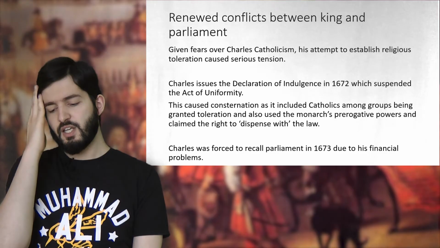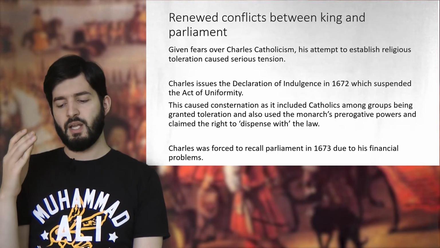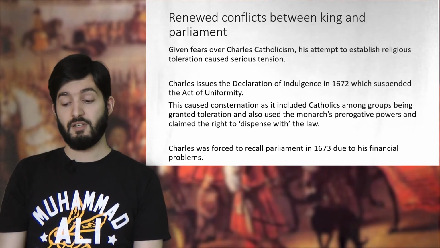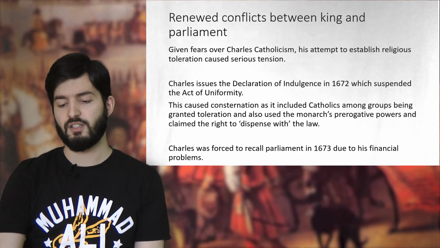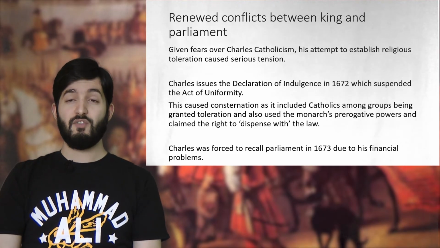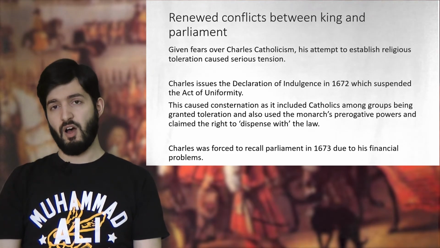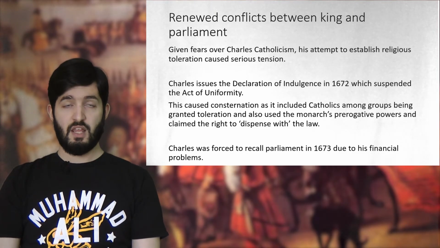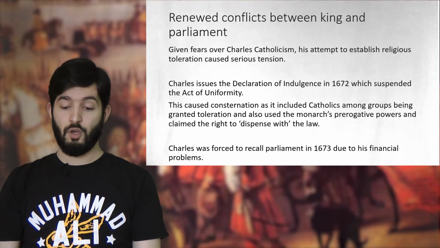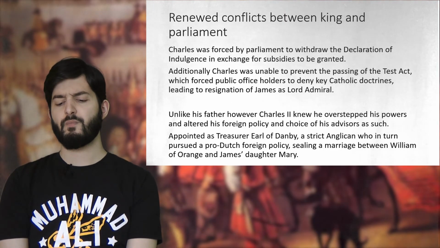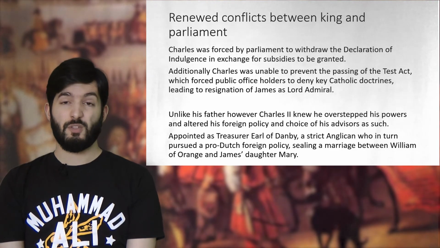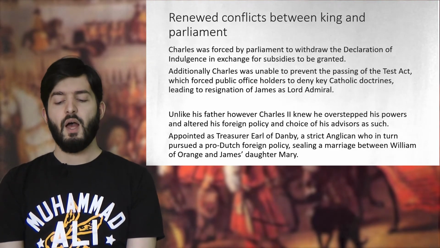But then the problem for Charles is he's forced to recall Parliament in 1673 due to his mounting financial problems over his foreign policy failures, to try and fund his conflicts. And having been forced to call Parliament to receive funds, and this is where he's quite different to his father, Parliament refuses to give him anything unless he withdraws the declaration, and he has to accept it and decides to withdraw the declaration. So Charles decides to compromise, unlike his father.